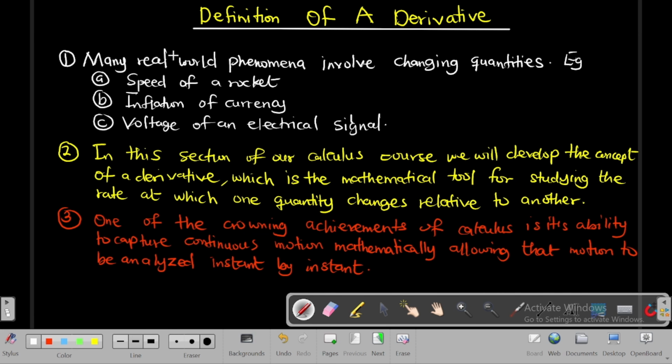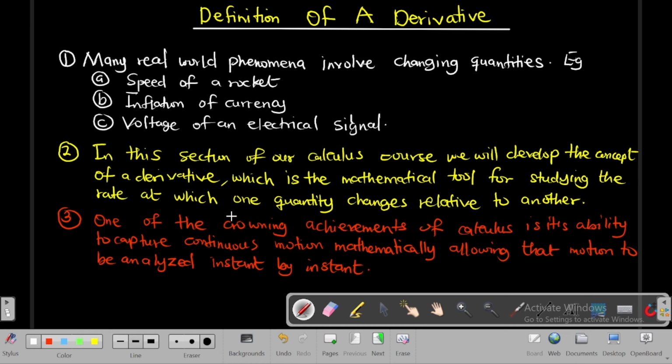In this video, we are going to look at the definition of a derivative and how to use the definition to find the derivative of a function. Now, many real world phenomena involve changing quantities. So, for example, you can have the speed of a rocket changing, inflation of currency, and the voltage of an electrical signal. In this section of our calculus course, we'll develop the concept of a derivative, which is the mathematical tool for studying the rate at which one quantity changes relative to another.